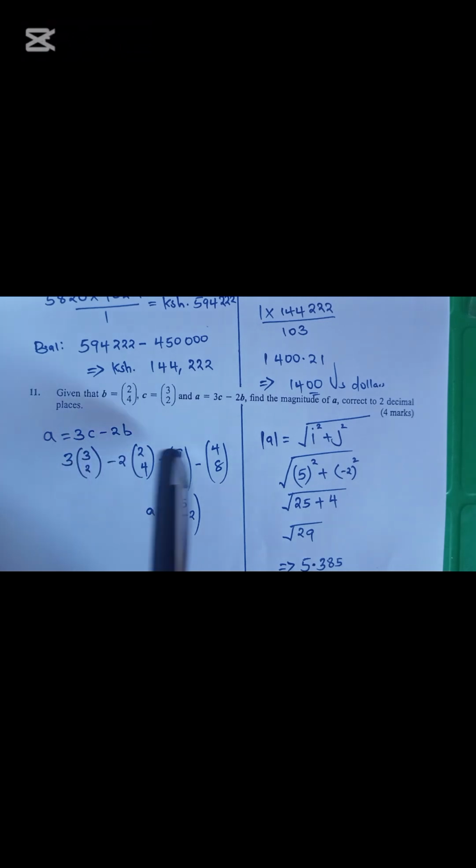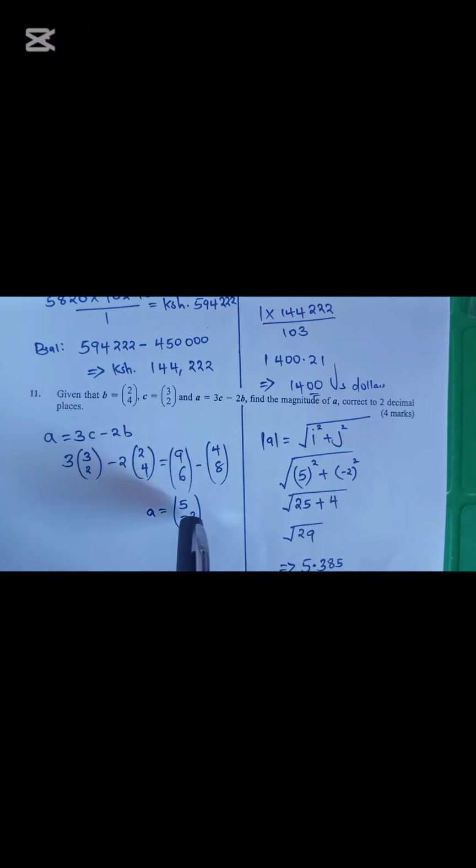So 3 times 3 we are going to have 9, and 3 times 2 we are going to have 6, minus 2 times 2 we are going to have 4, and 2 times 4 we are going to have 8. So at this point it will be 9 minus 4, which is 5, and 6 minus 8, which is negative 2. So the column vector A will be (5, negative 2). This one is in terms of i and j.